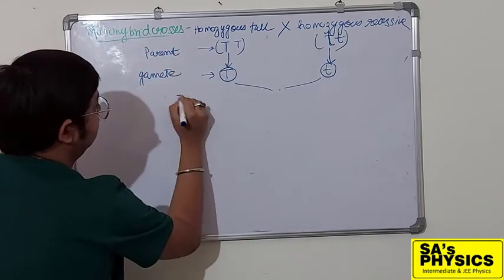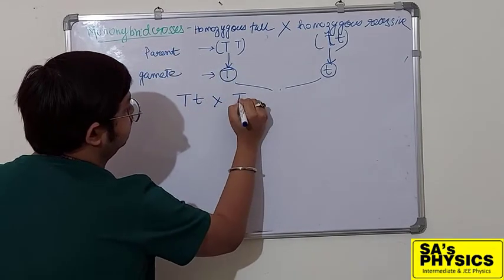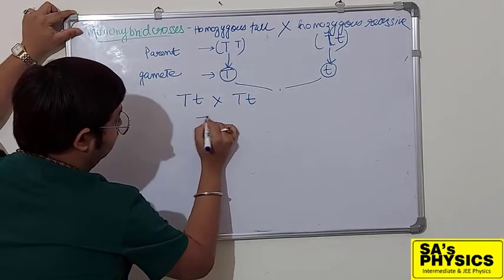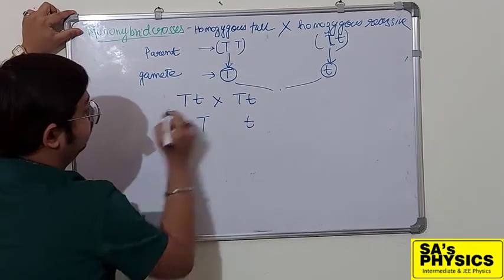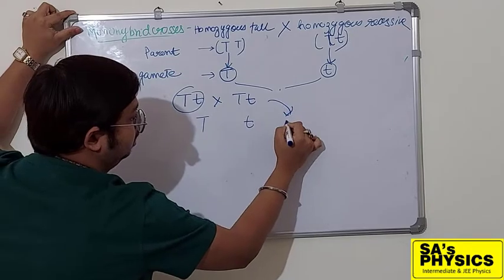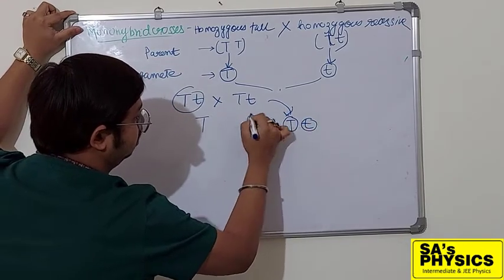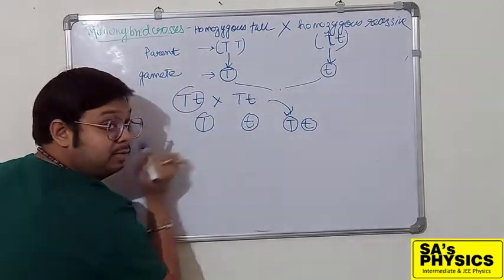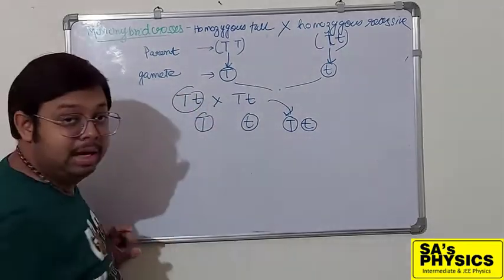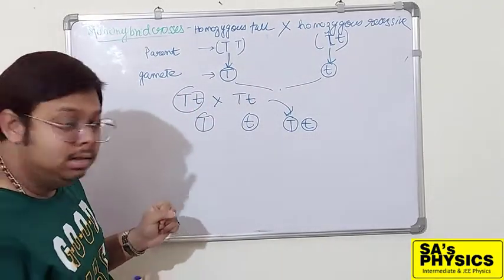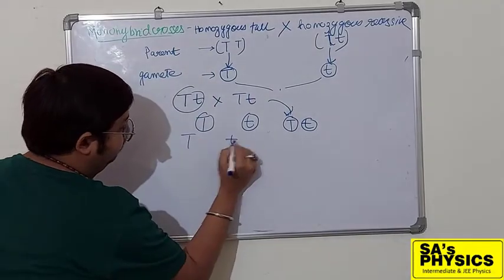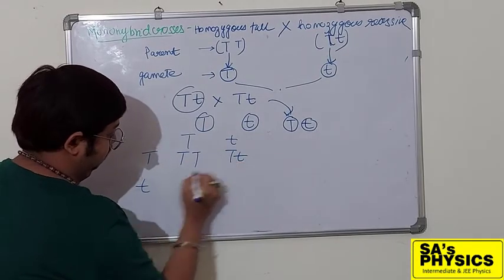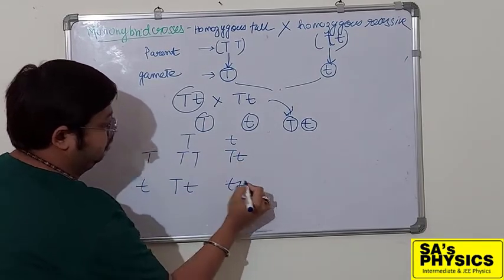So now we have capital T small t into capital T small t. What will be the gametes produced? Obviously it will be capital T and small t from this parent, and from this parent as well it will form capital T and small t. Right? Now, one particular parent is producing 2 types of gametes, capital T and small t, because it is composed of both the pair of alleles. Right? So, we'll draw a basic matrix which is called the Punnett square, and we'll see what are the various combinations.